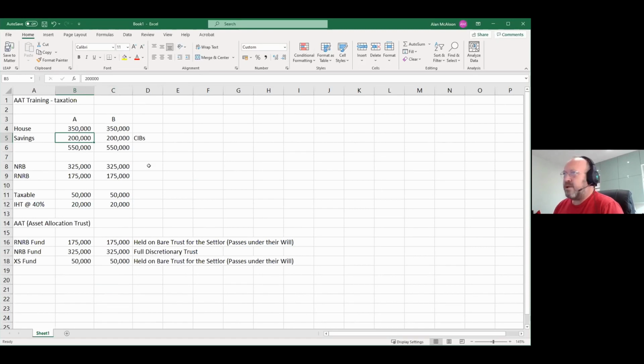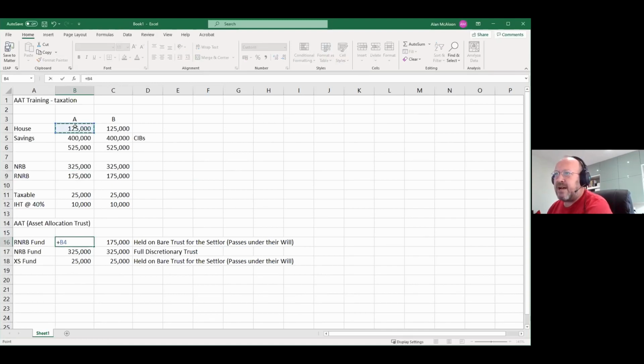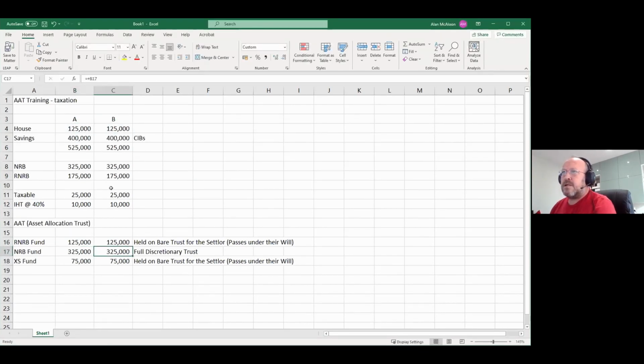So for instance, if we changed it so that they actually had £400,000 in savings, but their house was only worth 250, then this residence nil rate band fund would be restricted, because although there's 175 residence nil rate band available, this would be restricted to the value of the house. The tax would go up as well.